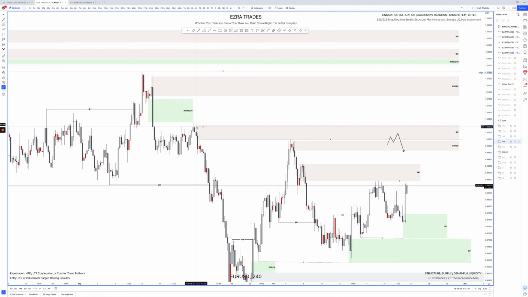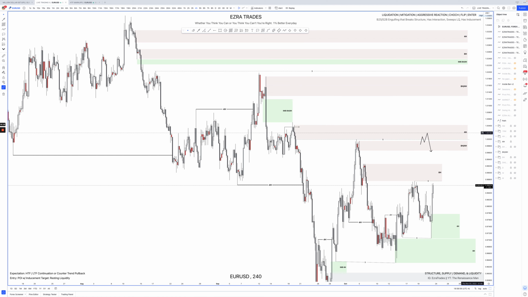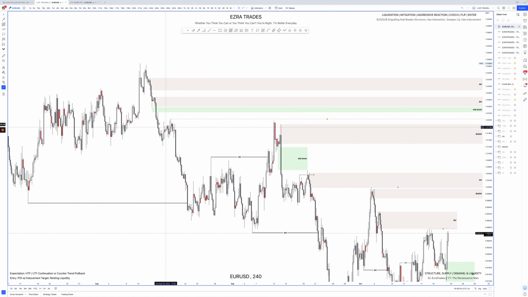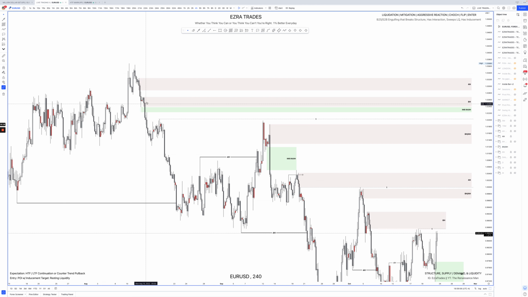If this area got swept, then this is what I would look for. As well as if I look even higher, we're looking at a next previous range. Here we have visible 4-hour, 8-hour imbalance. This is the 4-hour candle. That is the one just before it got engulfed. Price got engulfed and left behind imbalance.